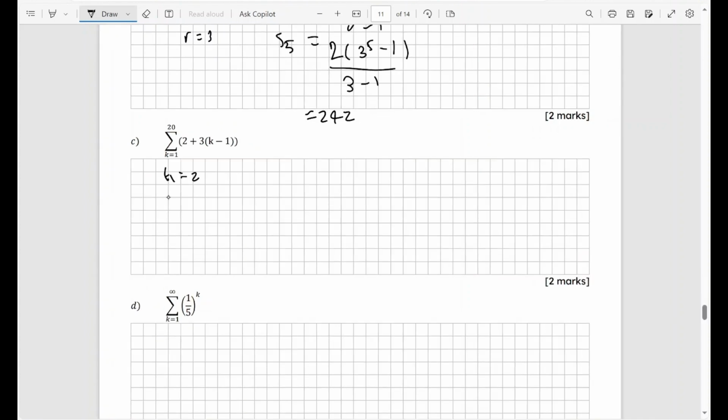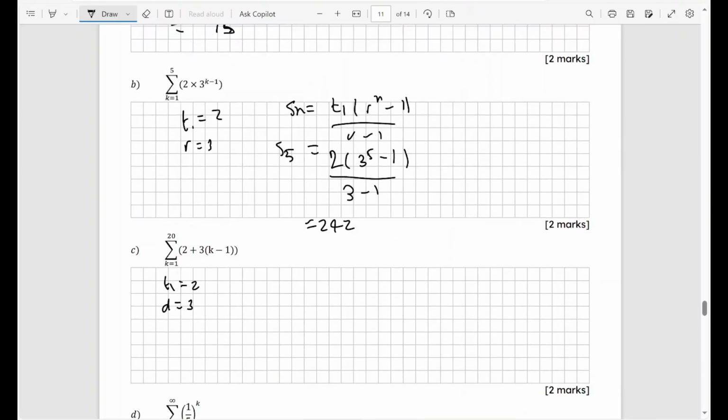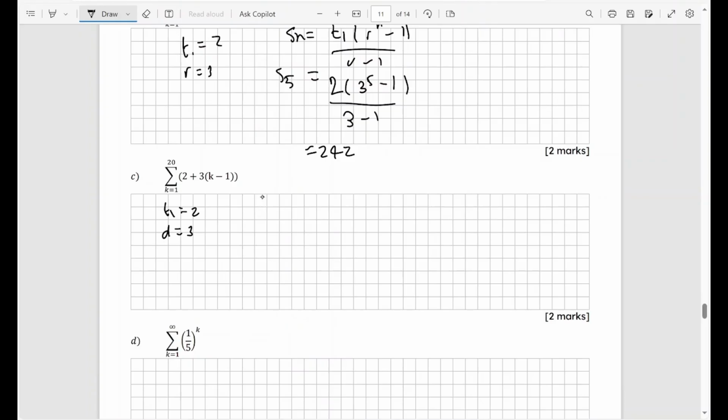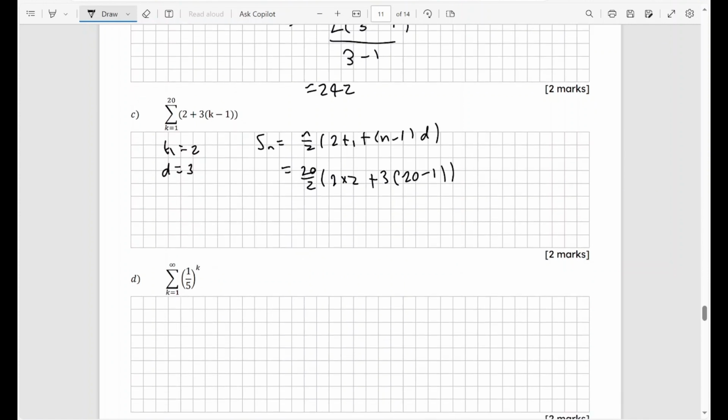Next one. Very similar, but it's arithmetic. T1 is 2, d is 3. And we're adding up to 20. There's a formula for this. So Sn is n over 2 times 2T1 plus n take 1 d. So that's going to be 20 over 2 times 2 times 2, plus 3 times 20 take 1. Okay, good. So let's work that out.